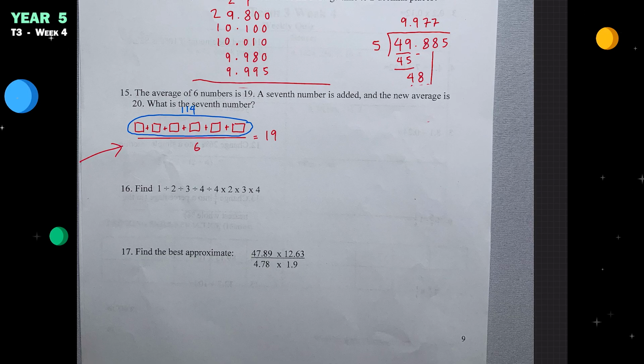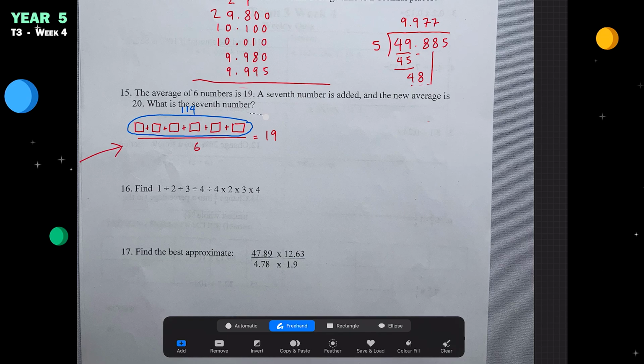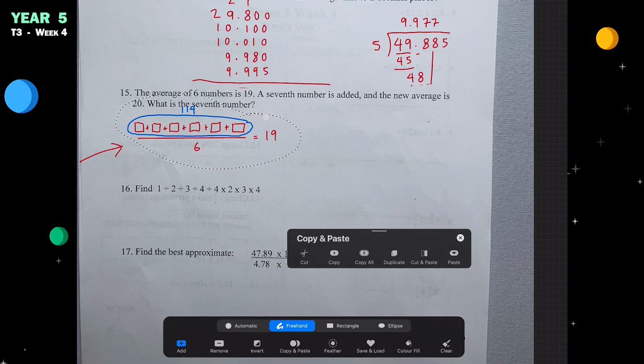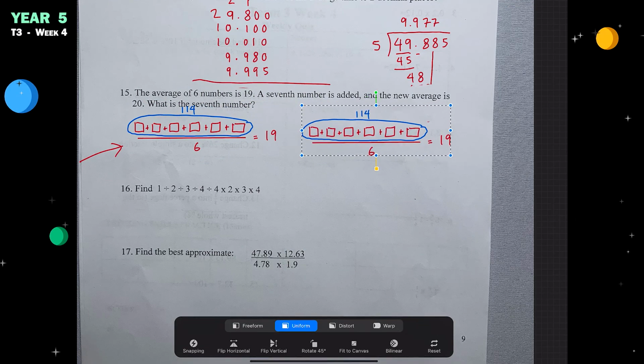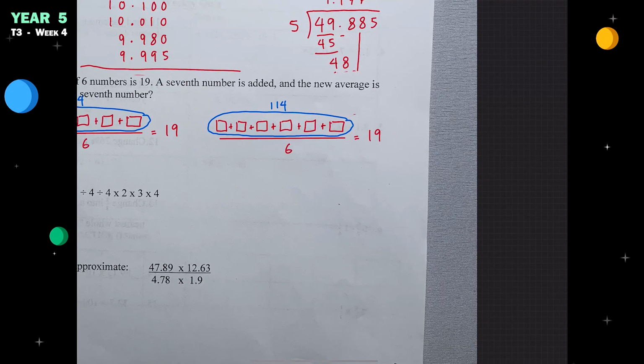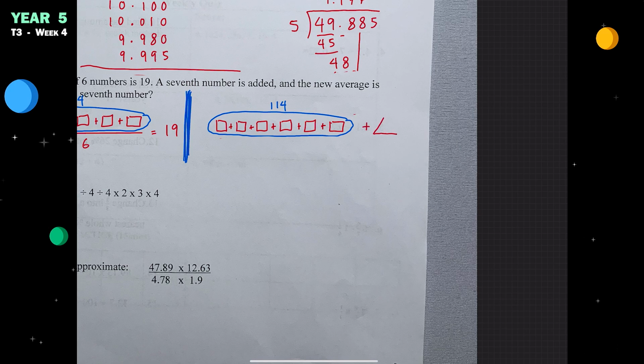Now we have a 7th number. So what does that mean? Okay. So now that was the situation before, but now we have a new situation. We have a 7th number. I'm going to rub this out. I'm going to put the 7th number as a triangle so you can see it's a different number. I mean, they're all different numbers, but that's the new number.